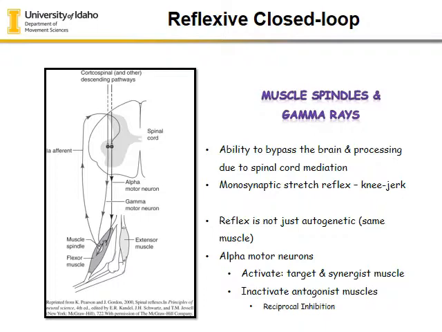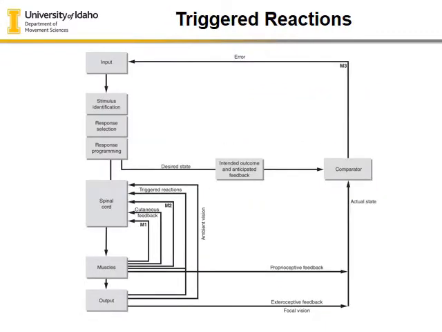But if I'm doing an activity and I have the ability to inactivate those antagonist muscles, my movement is more synchronous, more skilled, more fluid, and it uses less energy. So this is just another schematic diagram of the triggered reactions.